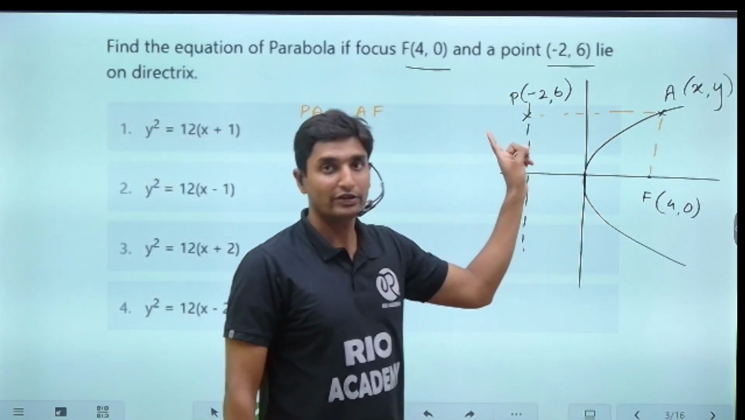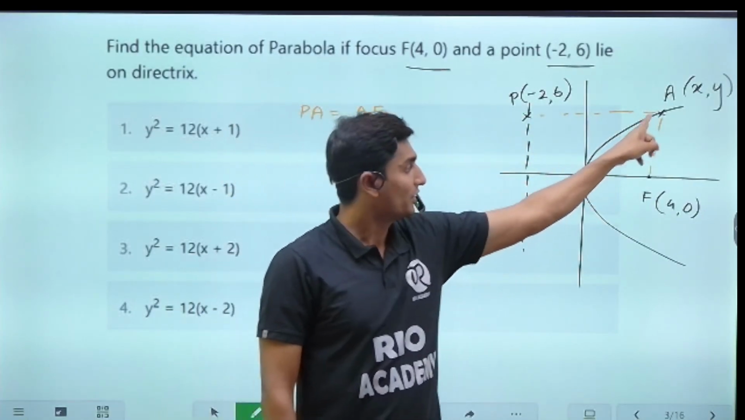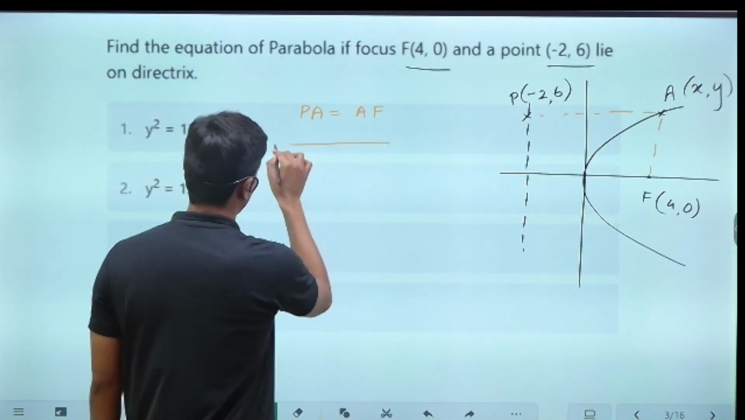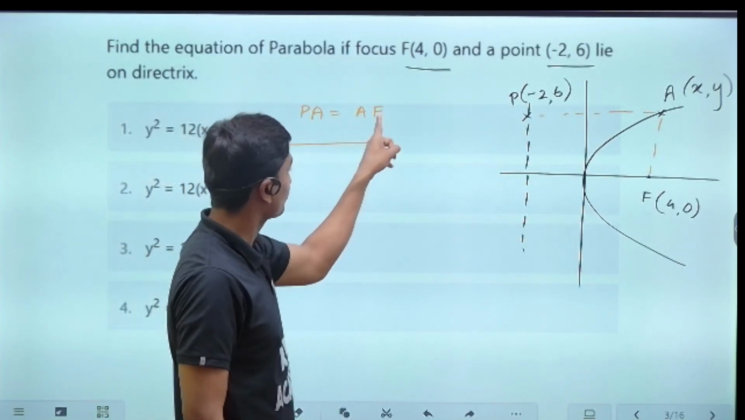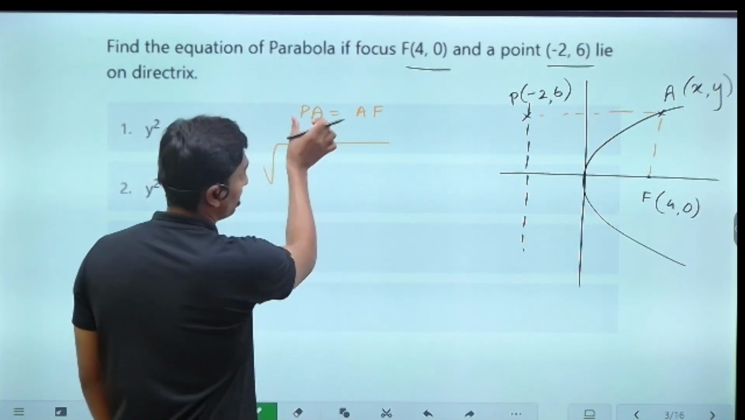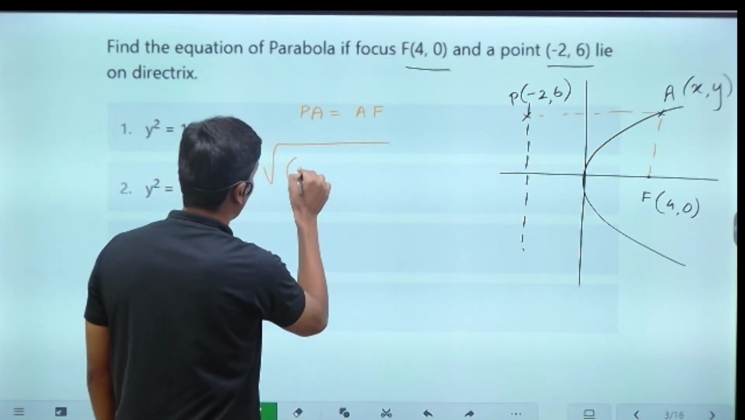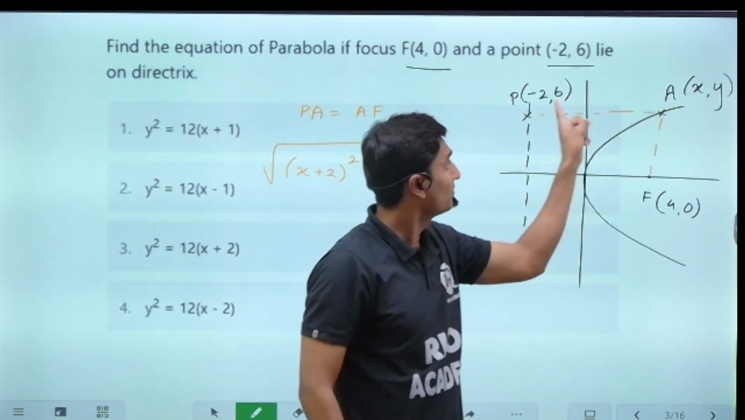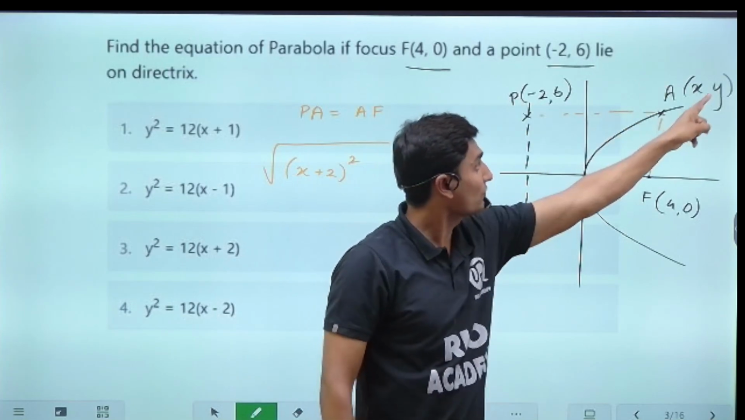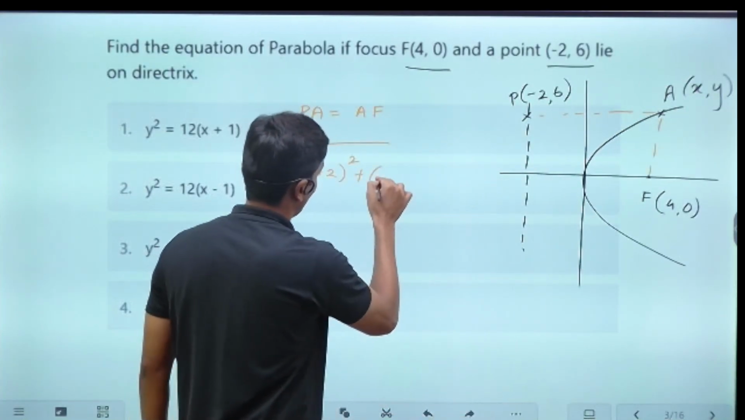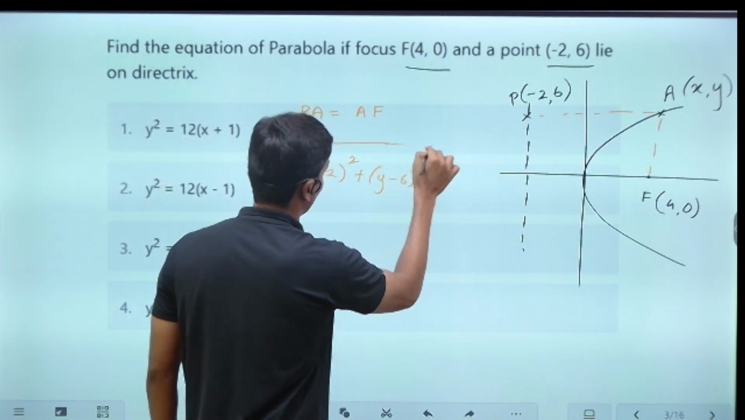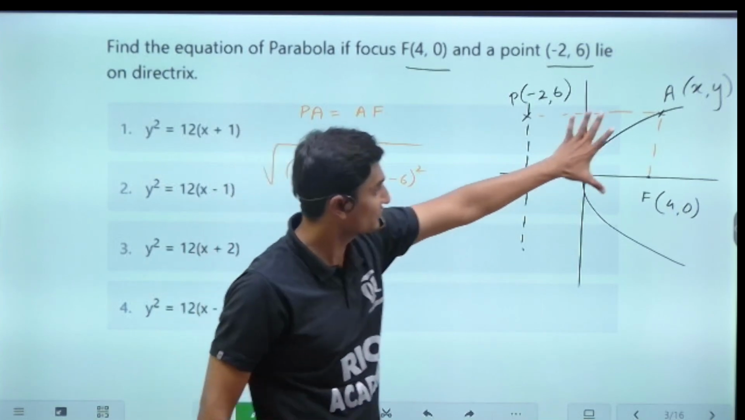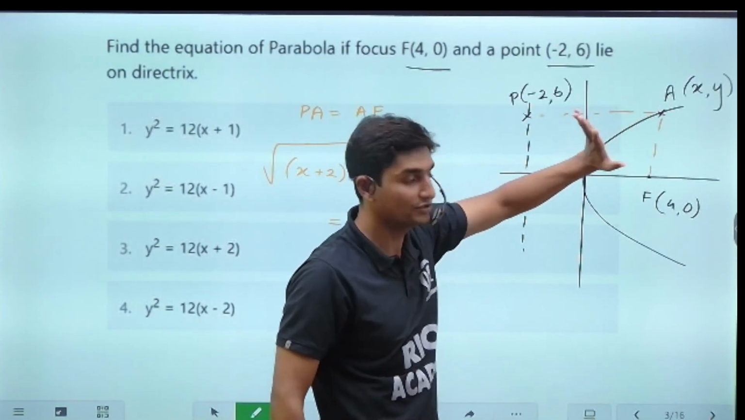Now for P and A, we can use the formula for the distance between 2 points. For A and F, we can use the formula for the distance between 2 points. What is that, guys? Square root of (x2 minus x1) whole square plus (y2 minus y1) whole square. Now P and A, that is what? X minus of minus 2, that will be plus 2 here, whole square, correct? So square root of (x plus 2) whole square plus (y minus 6) whole square. This is nothing but the distance PA, and this distance is equal to the distance between these particular points A and F.